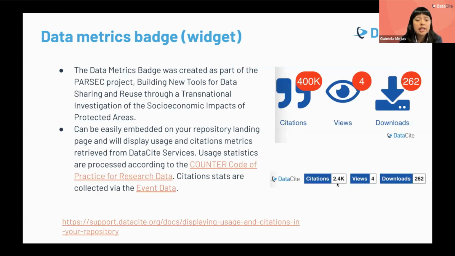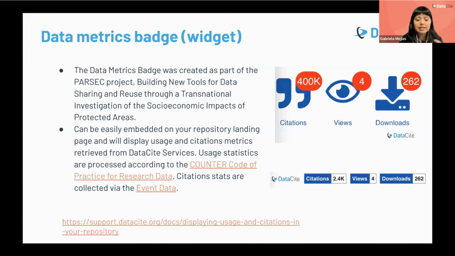So I spoke a lot about tracking and demonstrating impact through analytics, and we actually provide a data metrics badge. This badge was created as part of the Making Data Count project, and is an easy and open way to display both citations and usage statistics for your repository. These usage statistics are processed according to the Counter Code of Practice for research data, and citation stats are collected via the event data that Mohammed mentioned earlier.